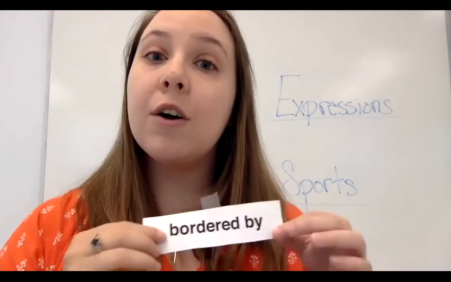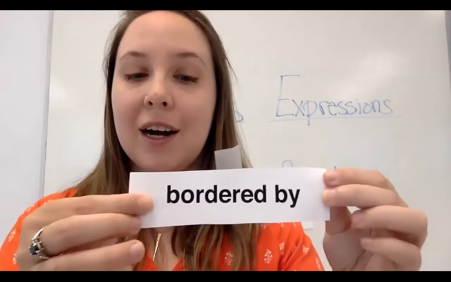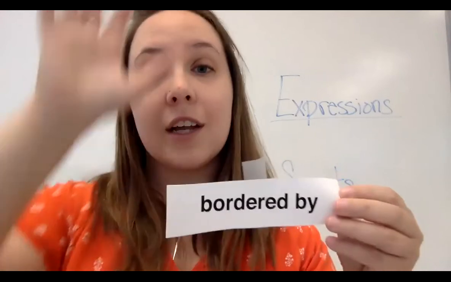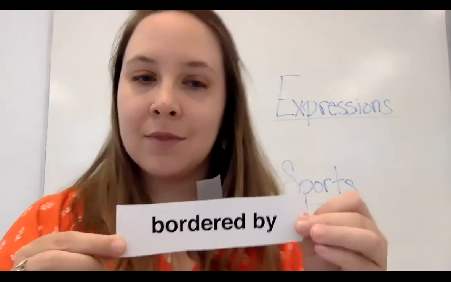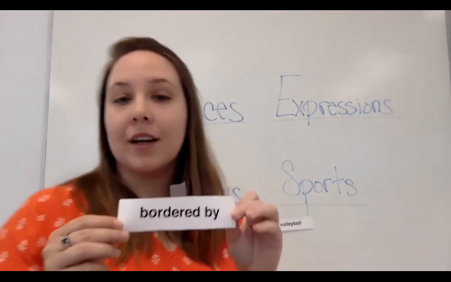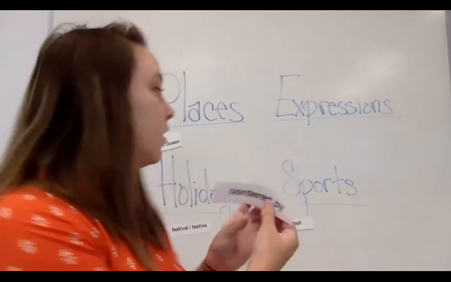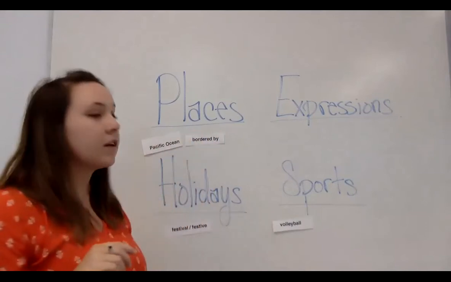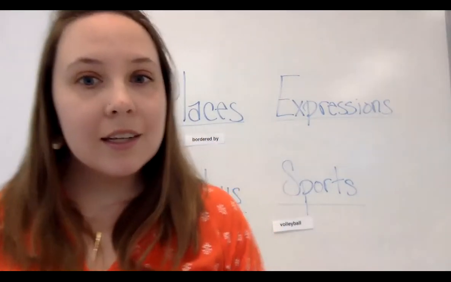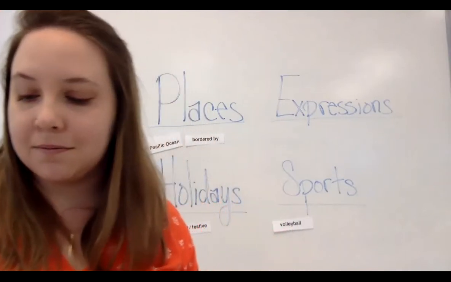So think about your home country. What other countries is it bordered by? What are the countries that are right next to it on all sides? Okay. So bordered by is how you describe where something is. So it is how you talk about a place. We would say the United States is bordered by Canada and Mexico.